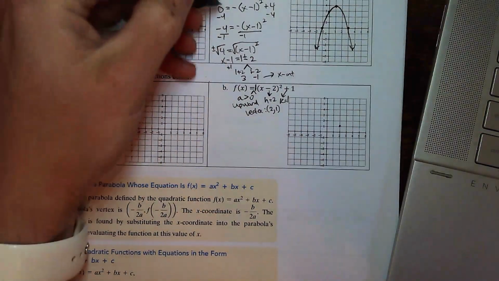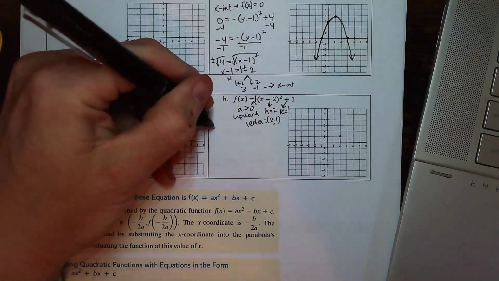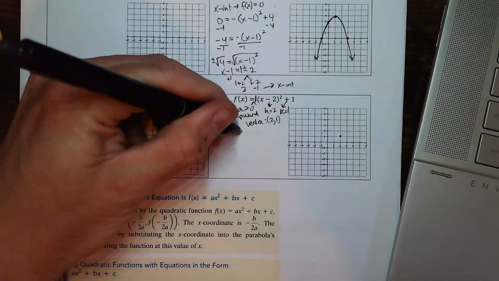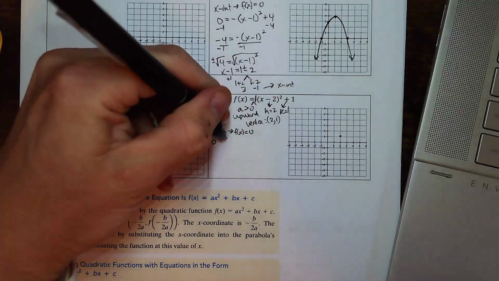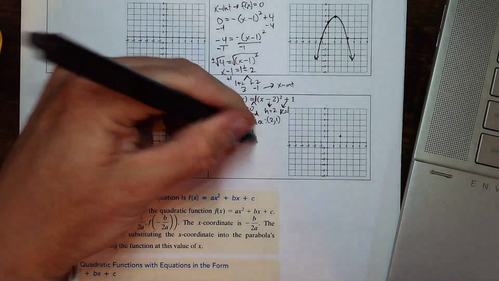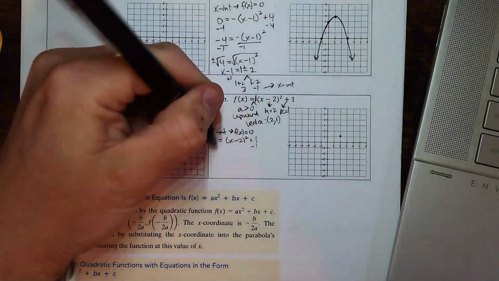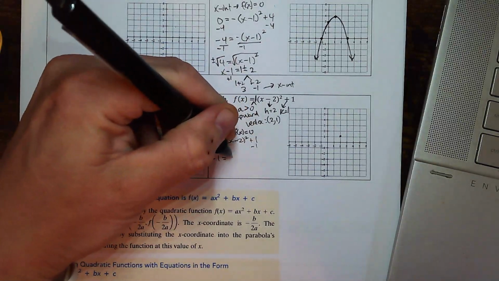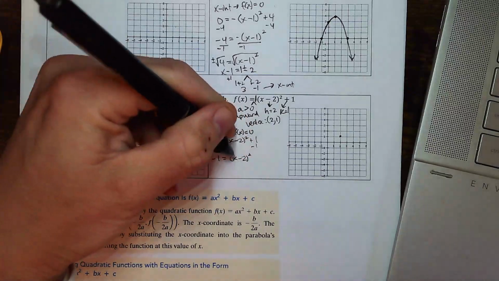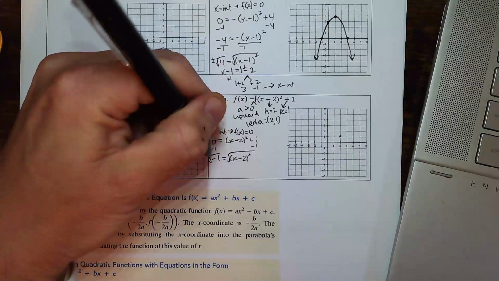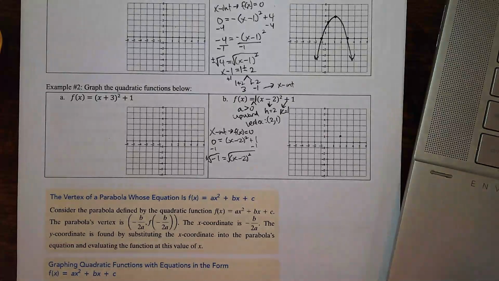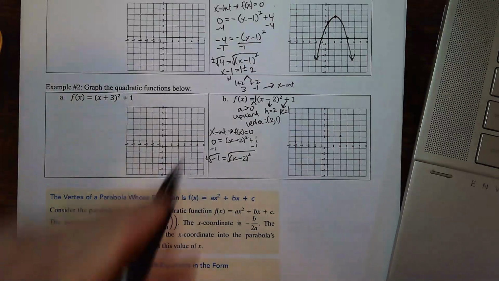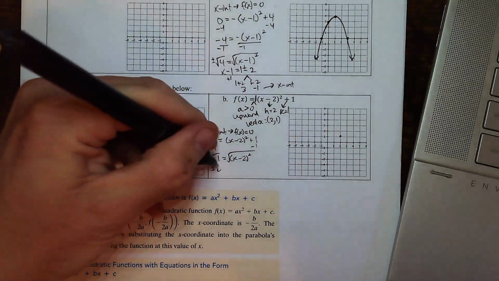Now, to find the x-intercepts, remember we make y equal 0. f of x and y are the same thing. So 0 equals x minus 2 squared plus 1. Now we subtract 1 from both sides. This one is going to have an interesting scenario. We take the square root, plus or minus. Now, remember, we have the negative, so you take out an i. The square root of 1 is 1, so this would be plus or minus i.